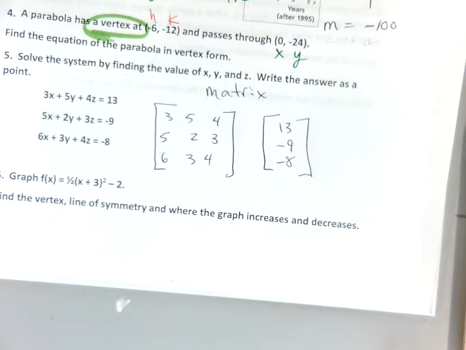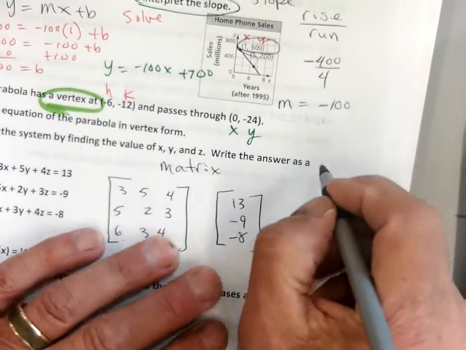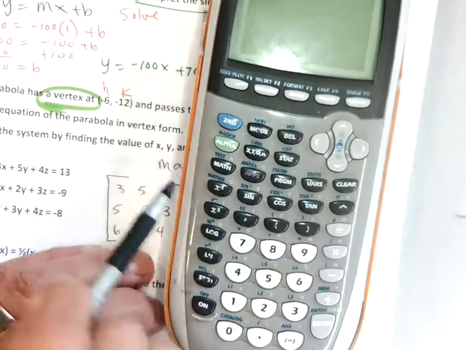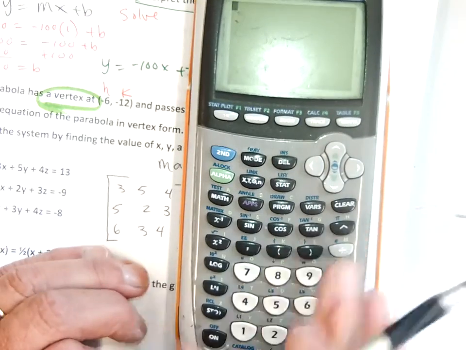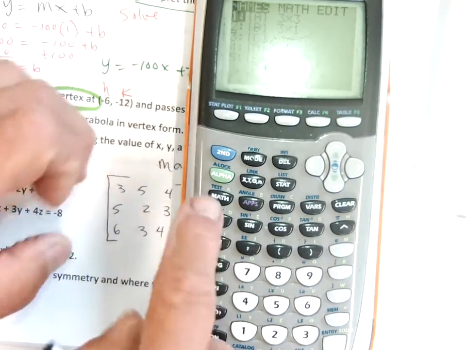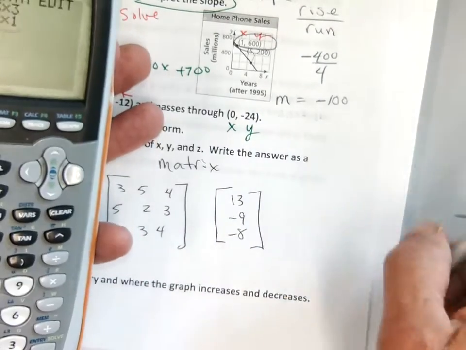Okay? So here's the steps. Step 1. Find the matrix button, which is in blue. It's in blue, so we're going to go second matrix, okay? So here's our steps.